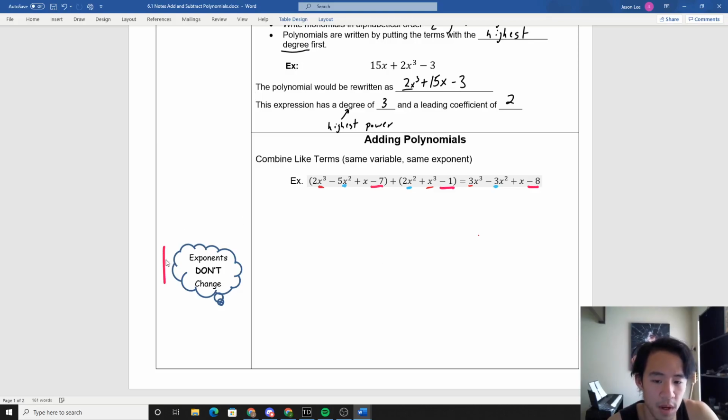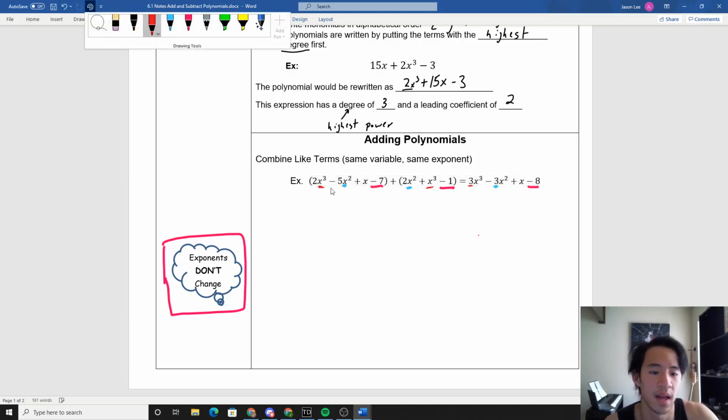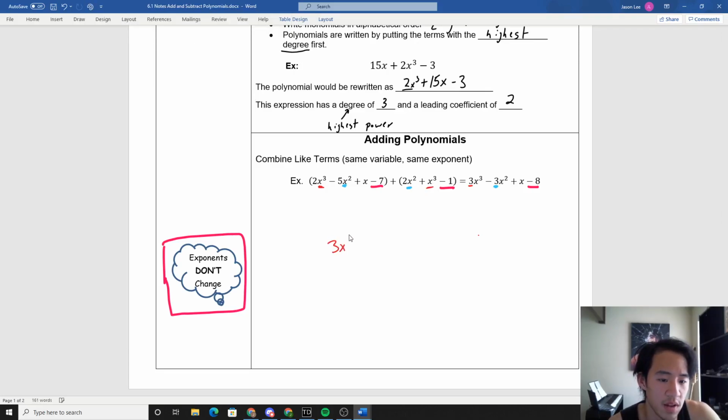This is a really good point: you want to make sure that the exponents don't change. A lot of students would say 2x cubed plus x cubed is 3x to the 6. They would add the 3 and the 3 together, and that is not what you want to do. So just make sure you're not changing the exponents.